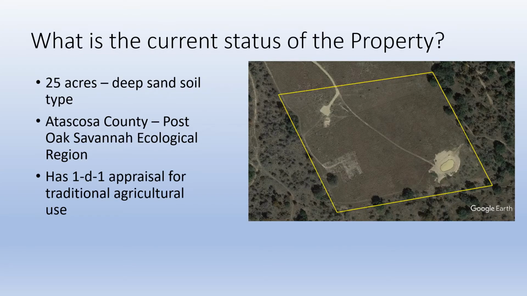So in this situation, my current property is 25 acres. It's a deep sandy soil type, and it's in the northern part of Atascosa County, in the Post Oak Savannah ecological region. When I purchased it, it had the 1D1 appraisal for traditional agricultural use.